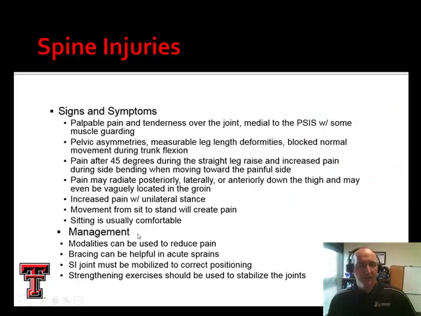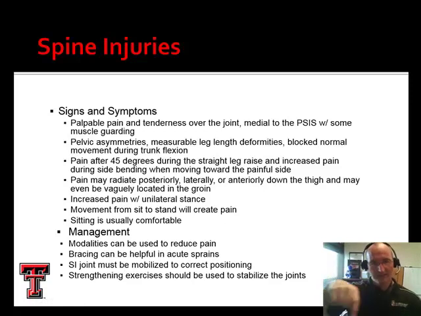Okay, so management here, modalities can be helpful for pain. Bracing can be helpful. We can use what's called an SI lock. It's basically a belt that goes right around the iliac crest, or rather the ASIS, and it attempts to engage both halves of the pelvis so that that bony interface I discussed can provide more stability. We may need to do some mobilization to the SI joint if it's out of position. Chiropractors will oftentimes do this. Other healthcare professionals that have been trained in muscle energy techniques can do this. And then we want to do strengthening exercises to help stabilize the joint.